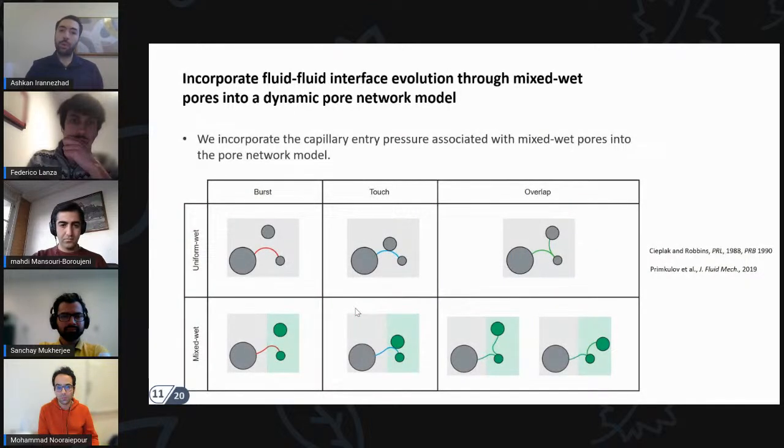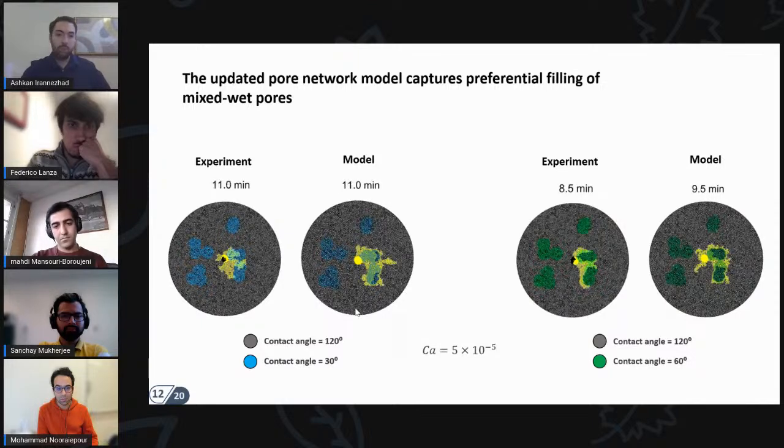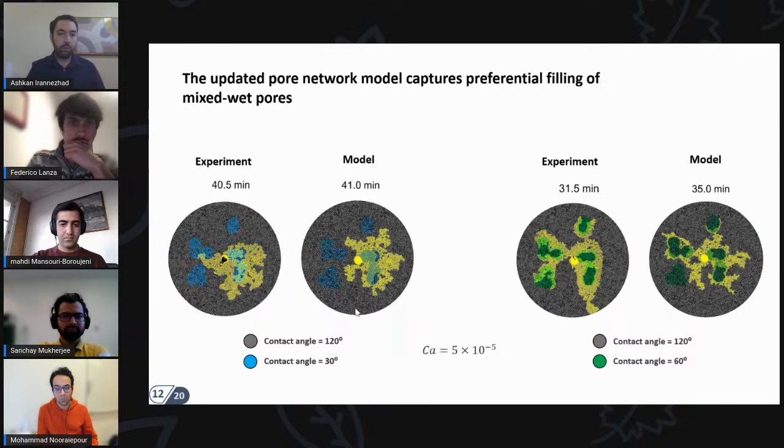As the next step, we incorporate the capillary entry pressures associated with burst, touch, and overlap events in the mixed wet pores, and we incorporate these pressures into the pore network model that was developed with Primkulov et al. And finally, we reach a pore network model that can capture the complexities of fluid-fluid displacement in mixed wet porous media. Here we are looking at the experimental results and the numerical simulations that have been performed using this modified pore network model.